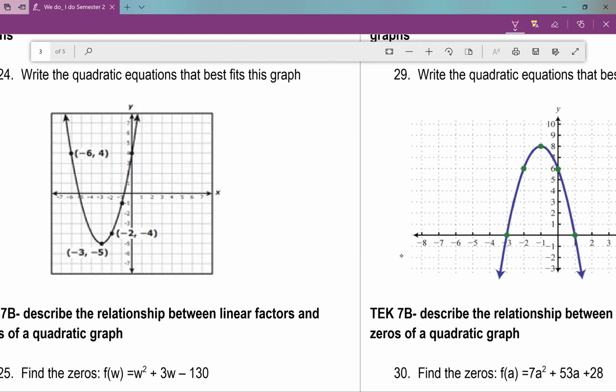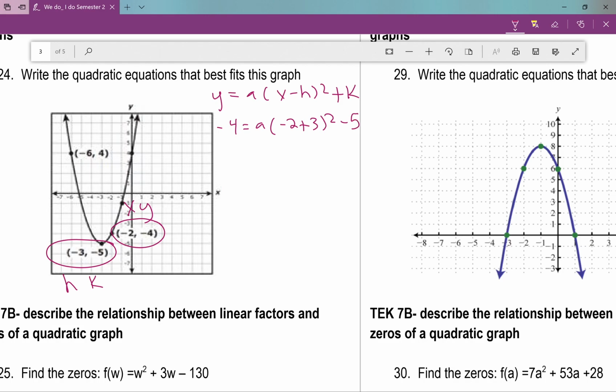So our vertex is right here. This is our h and k. And our point could be any one of these points. It doesn't really matter. And I'm just going to use this point right here and call this one x and y. So remember our formula is y equals a, x minus h squared plus k. So y is negative 4 equals a, negative 2 plus 3 squared minus 5. Notice it's plus 3 because minus a negative turns into a positive.